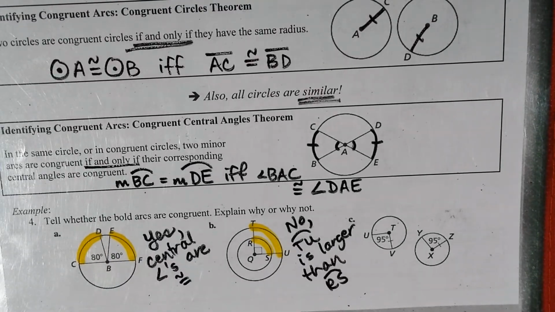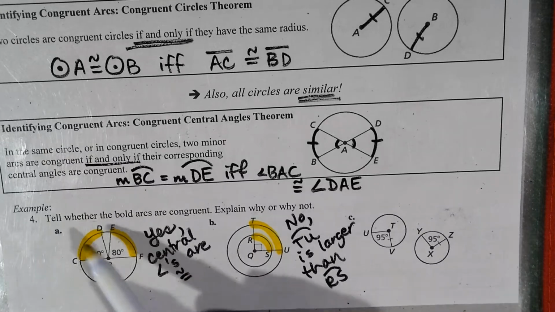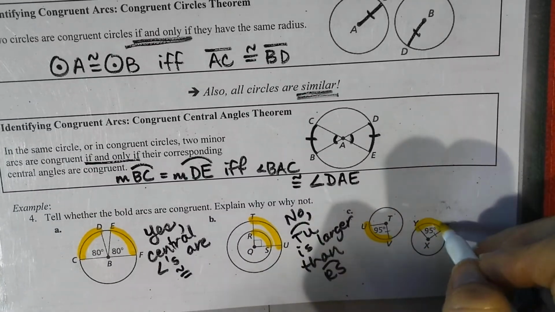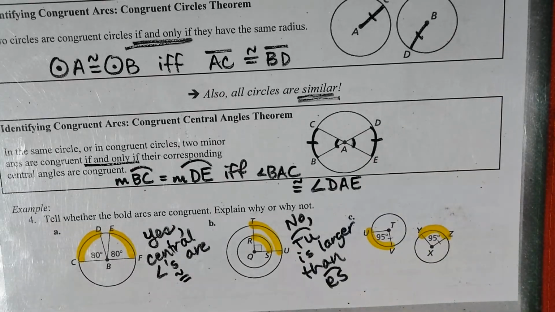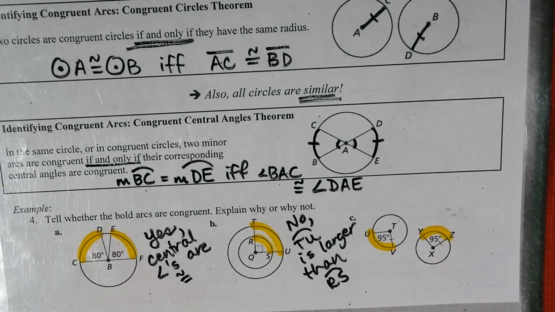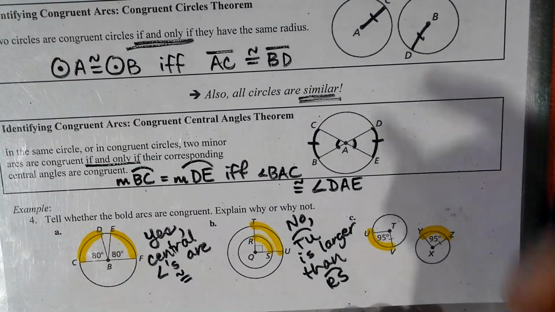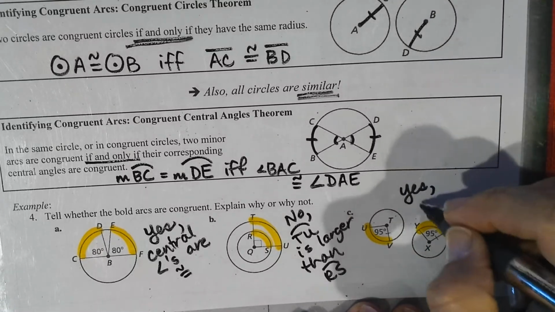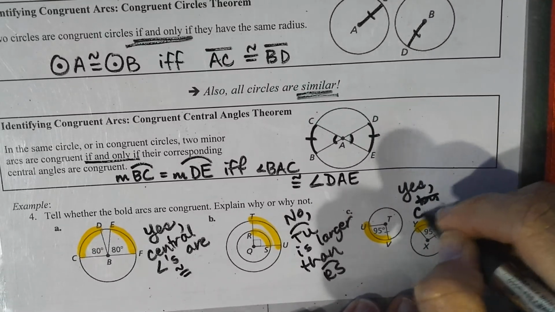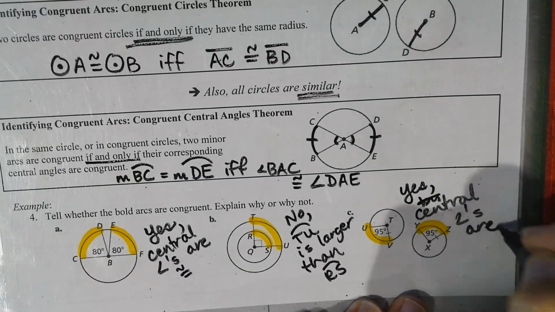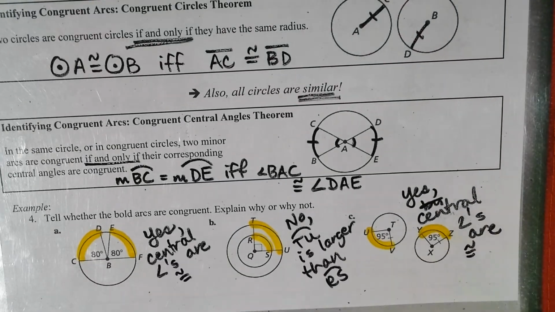And last, the ones that are supposed to be bolded on here are UV and YZ. Are those congruent arcs? Yes. Absolutely yes. Thank you so much. And of course you would say yes, something like central angles are congruent. Okay. And that's about it.